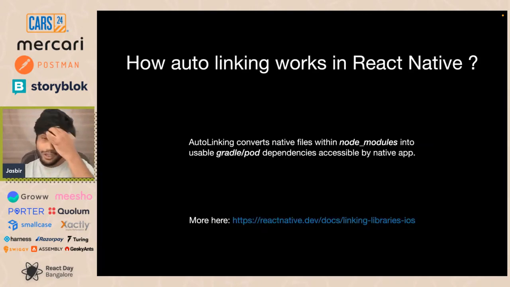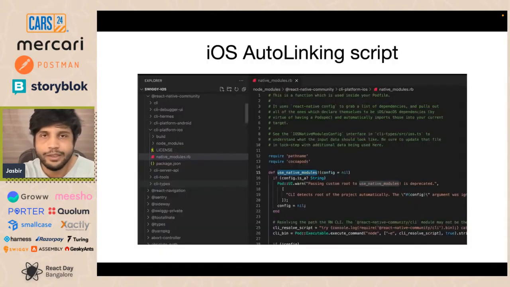Okay, so I was talking about auto linking earlier. So wanted to discuss how auto linking essentially works. I talked about it a little briefly earlier. So basically, what auto linking does is all these Java or Kotlin or Swift files, which are essentially packages, get copied and then linked into your current target of the app, so that they are usable Gradle and pod dependencies. So the native app can use them. You can read more about it here. I've put up a link here.